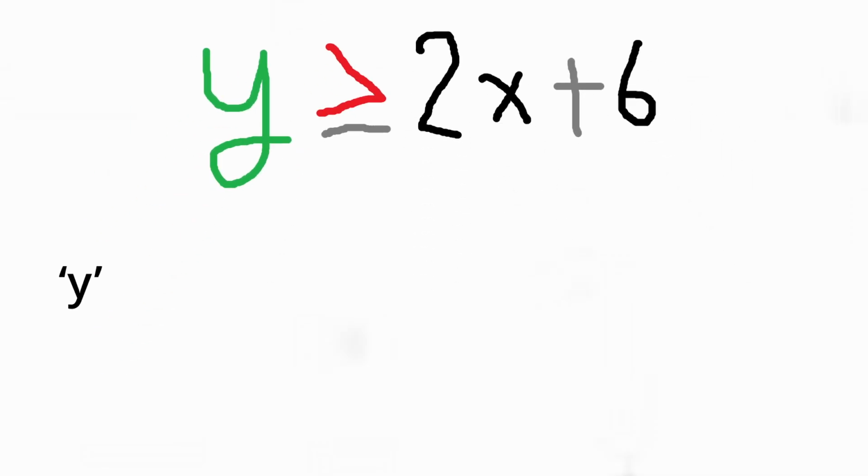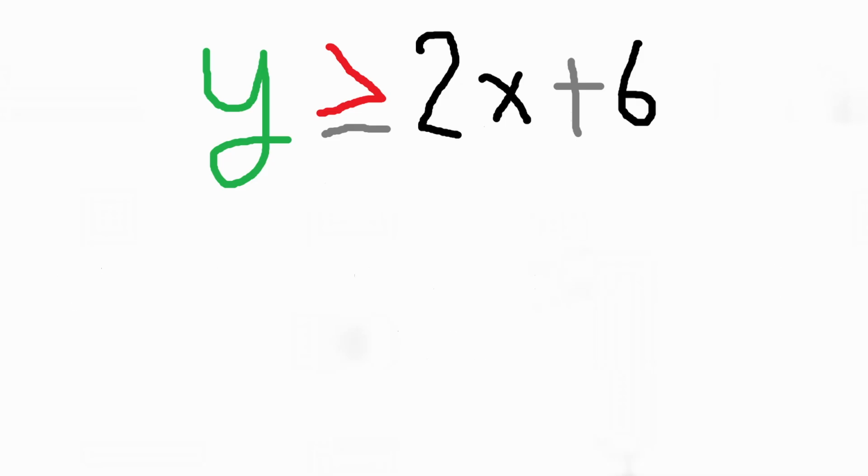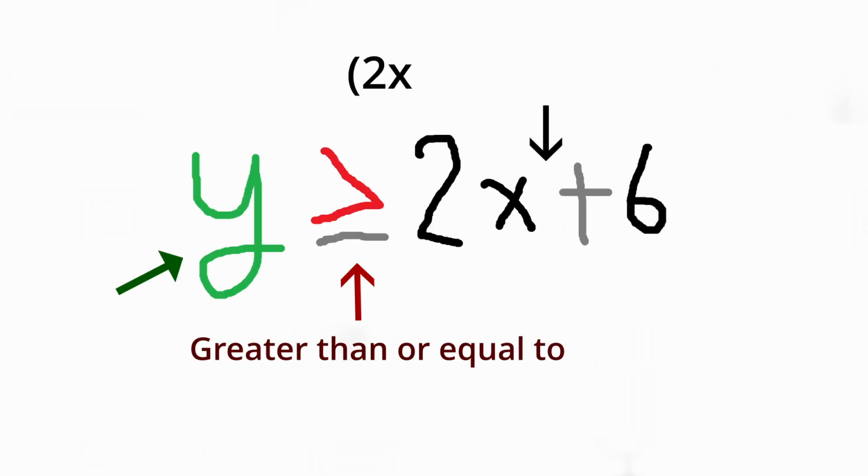Well, let's take it by face value. This inequality reads y is greater than or equal to 2x plus 6. Or, even better, the output is greater than or equal to 2 times the input plus 6. In other words, we're looking for all points where y is at least as big as the line y equals 2x plus 6. Let's see how this would look on a graph.